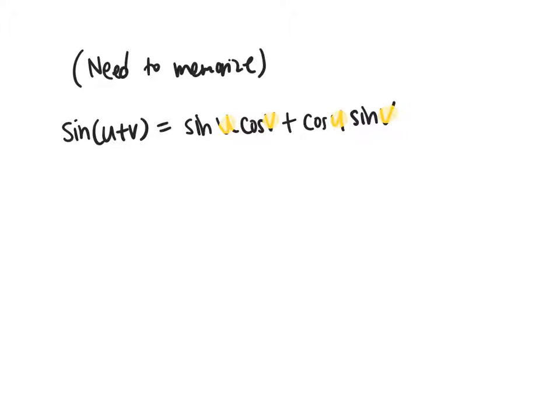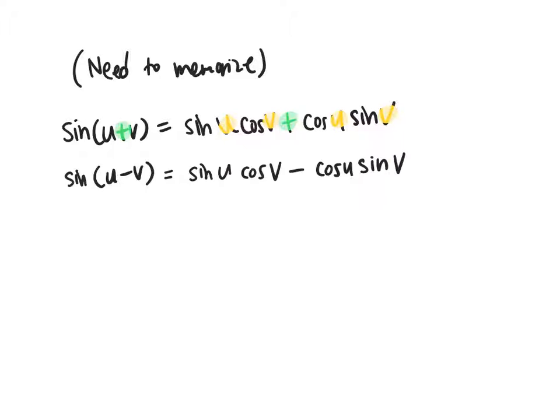And then notice that the sign of the sines are the same. So if you're adding, you have an addition sign there. If you have a subtraction, it's going to be also a subtraction sign here, and it's sine, cosine, cosine, sine. Again you have uv, but that middle operation symbol stays the same.